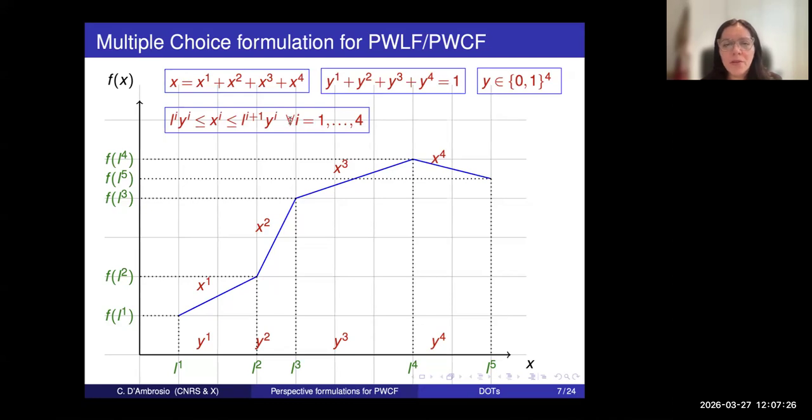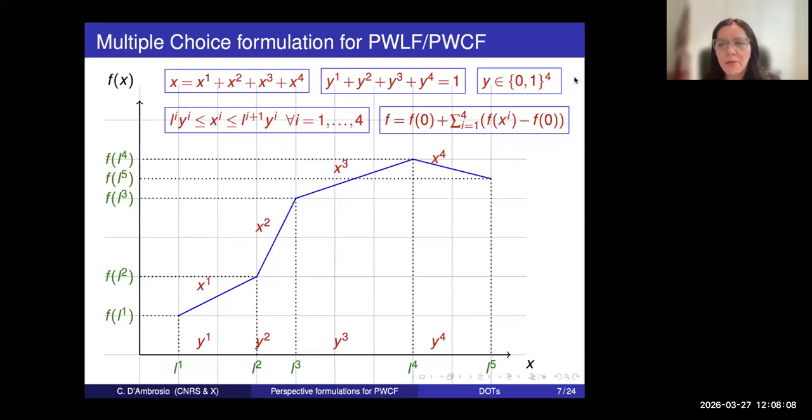For each of the pieces, so for i from 1 to 4, we define that xi is linked to yi, so that it is equal to 0 whenever yi is equal to 0. And it takes a value between li and li plus 1 whenever yi is 1. We will see an example in 1 second. And now we are left with the modeling of the function itself.